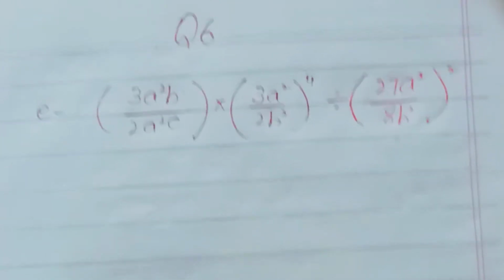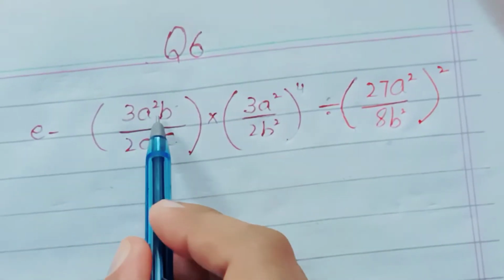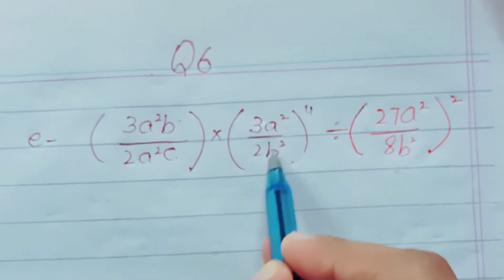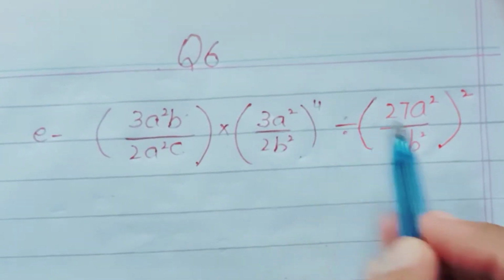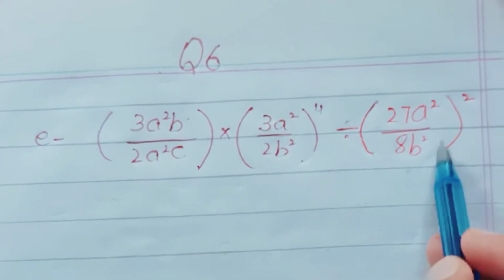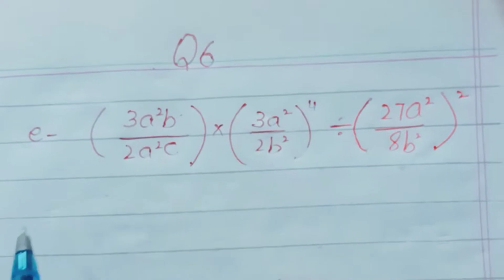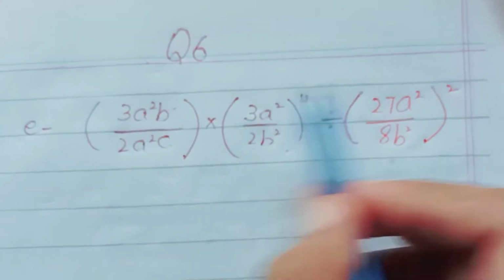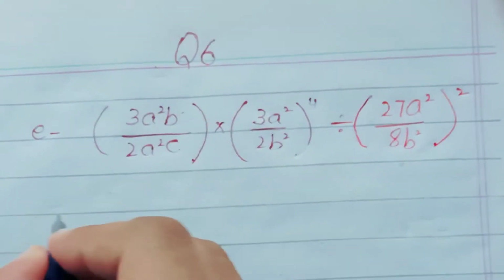Assalamu alaikum. Part E of question number 6 is (3a² b over 2a² c multiplied by 3a² over 2b²) whole power 4, divided by (27a² over 8b²) whole square. In our first step we will solve the power of this one term and power of this one term. So let's solve it.